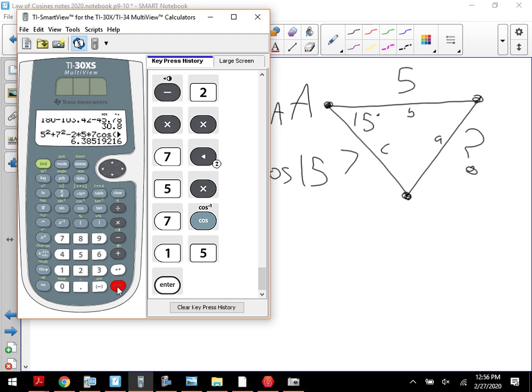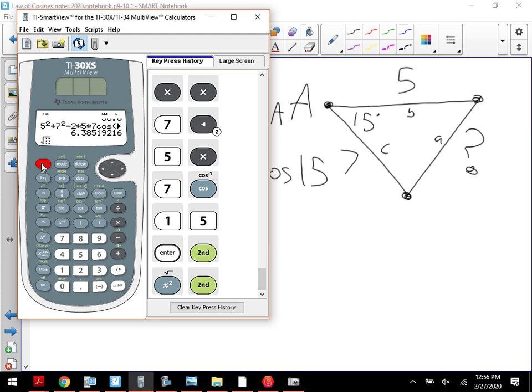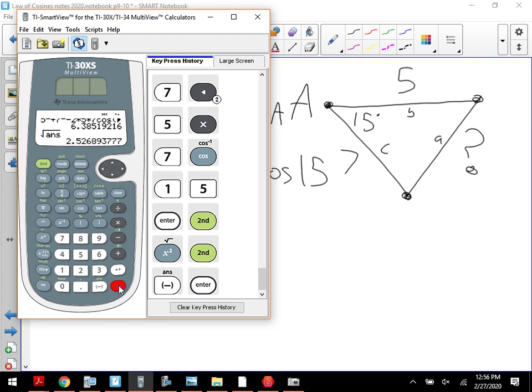I've been having a lot of people trying to inverse that. We're not inversing here because we're trying to find a side length. You only inverse it if you're trying to find an angle. Plus, if you're inversing something, your decimal is going to be less than 1. So if you second the square root of that, that gives you how far apart they are, 2.53. Does that make sense?